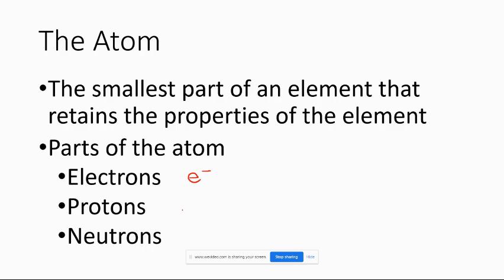Electron then is a negative. Proton is a positive with a little p. And the neutron is a little n with a 0. And these indicate the charge of each of these particles. So an electron is a negative charge, a proton is a positive charge, and a neutron does not have a charge.